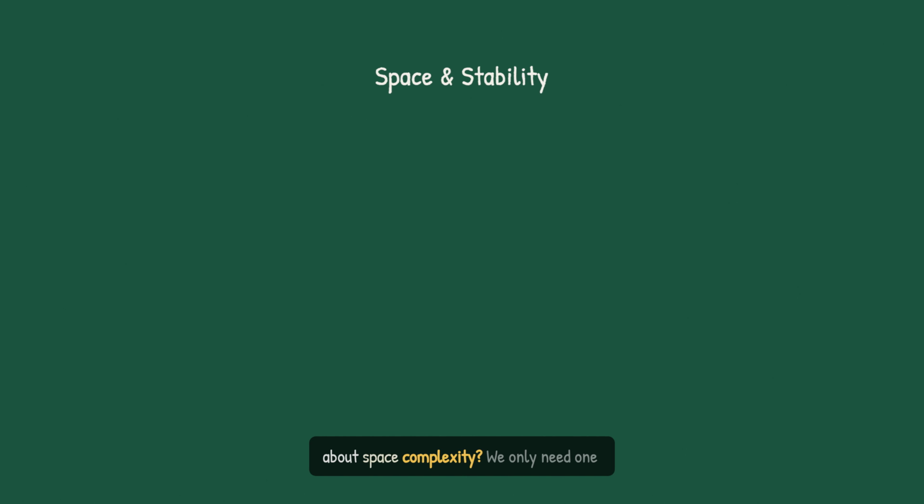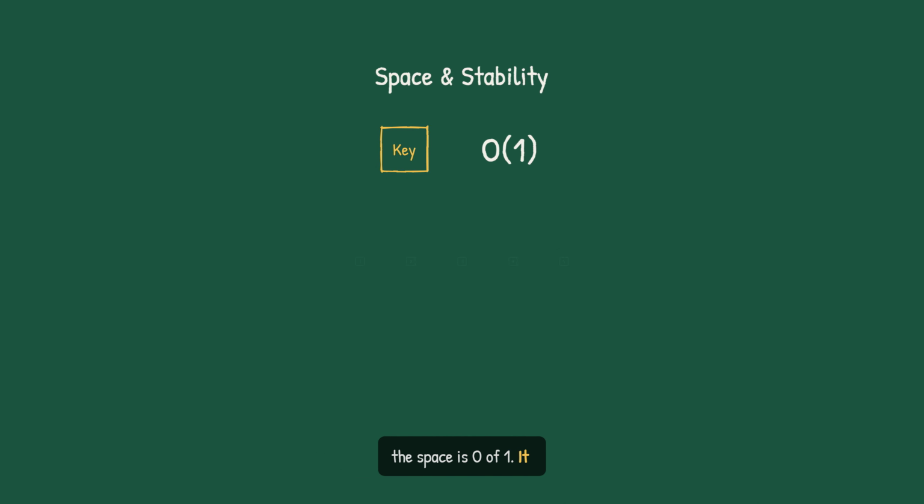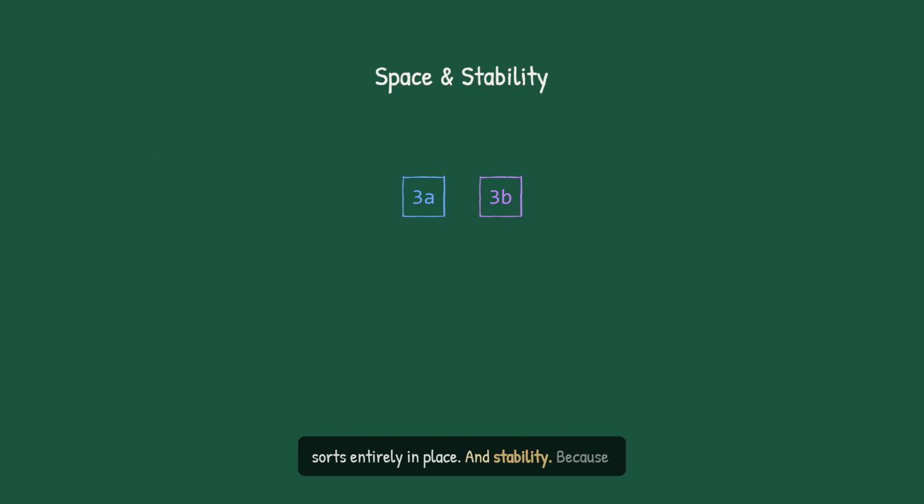What about space complexity? We only need 1 extra variable to hold the key, so the space is O of 1. It sorts entirely in place. And stability: because we only shift when the sorted element is strictly greater than our key, identical elements never cross each other. So yes, it is a stable sort.